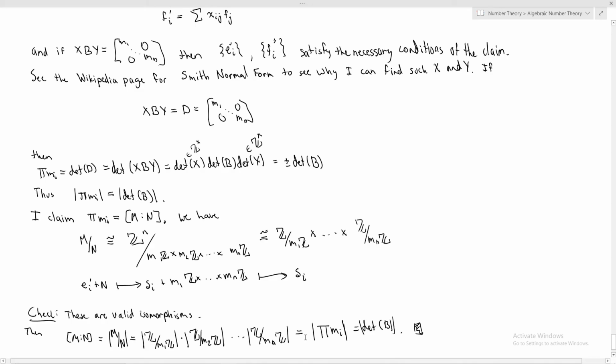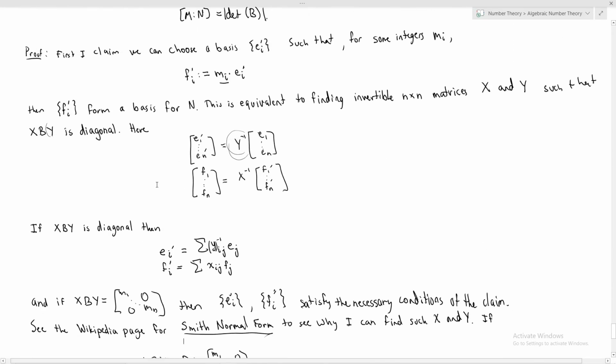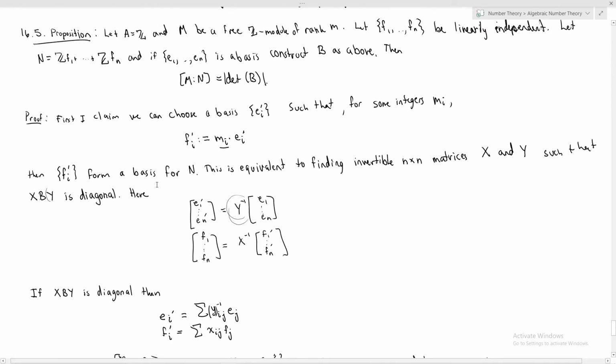The key here, there are a couple ways to look at it. One way to say is we basically chose good bases for M and N. The key reason we could do this was the Smith normal form, or the structure theorem for finitely generated modules over a principal ideal domain. This will end up being useful when it comes time to decide whether a collection of elements is a basis or not.